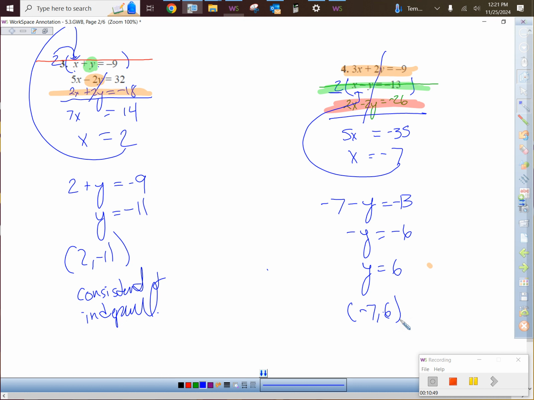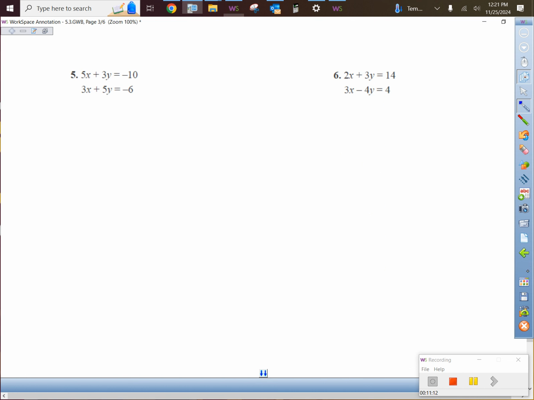I'll just do it out loud. Consistent or inconsistent? Consistent, dependent or independent? Cool. So let's keep going because it gets a little weirder.